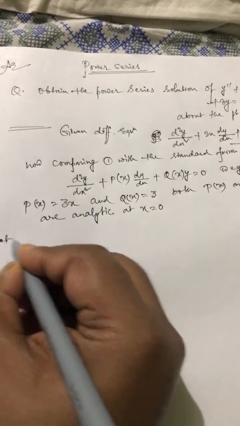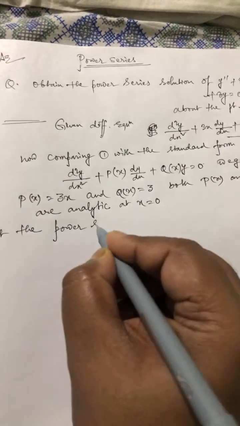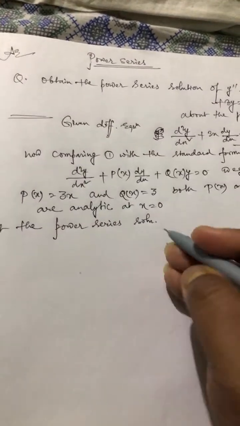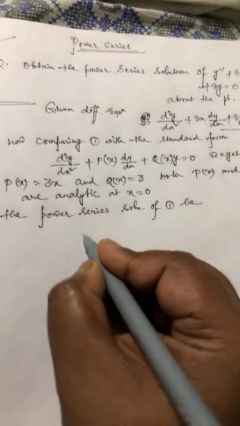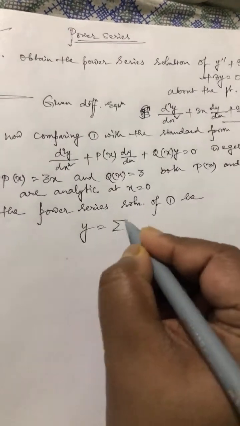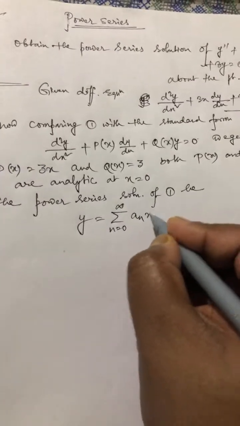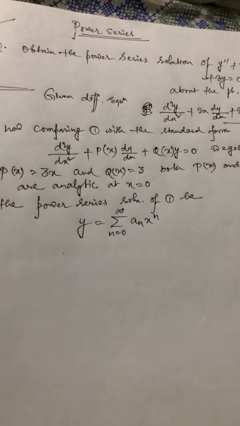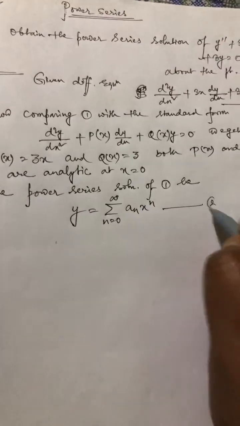So let the power series solution of 1 be y equals summation n equals 0 to infinity a n x to the power n. You can also write summation c n x to the power n, that is the same thing. So say this is equation number 2.